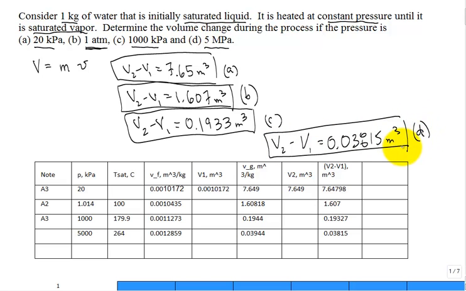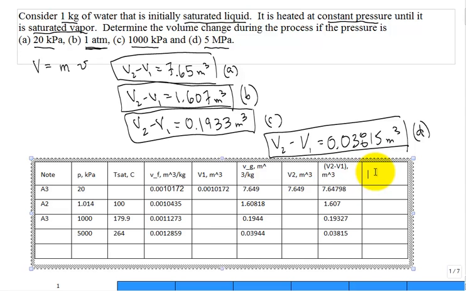Now I left an extra column out here, and what I did was I wanted to calculate the percent increase. If you take the volume change, V2 minus V1, and you divide it by V1, it really tells you how much it's expanded from the initial volume. For this problem, if you just do that ratio, it's 7,519. So it went up by 7,519. That's how much the volume changed.